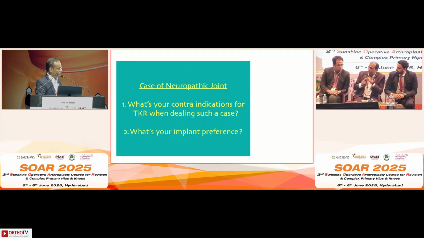Yeah, any neuropathic joint associated with active infection is definitely a contraindication. A neuropathic joint associated with neuromuscular issues, like if they don't have quadriceps power properly, like grade 3, 4, is also a relative contraindication in our books. And for a neuropathic joint, the cause of the neuropathy has to be found out by a proper workup involving other specialists. What difference does it make?